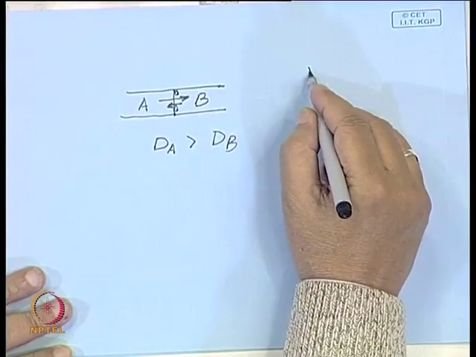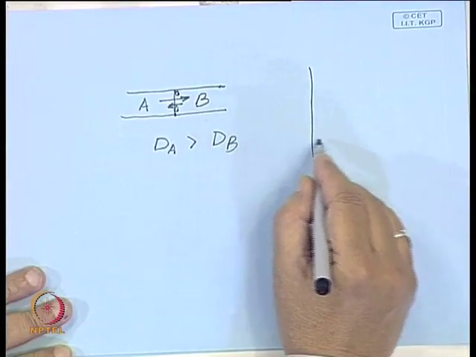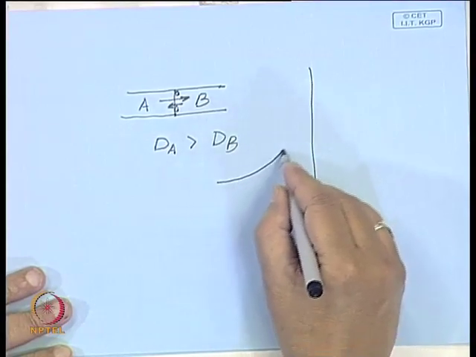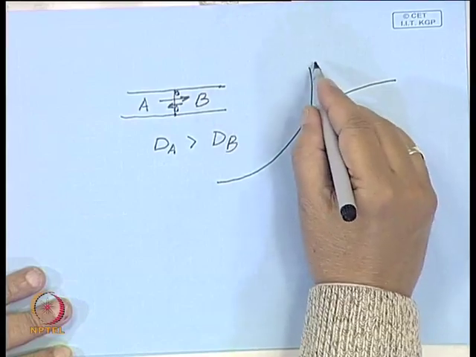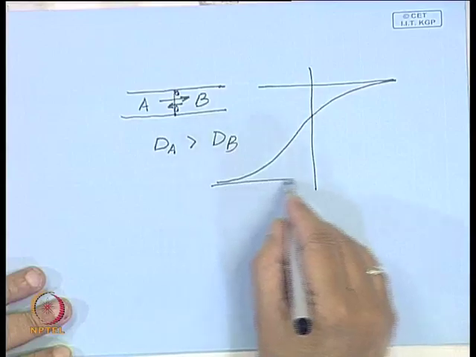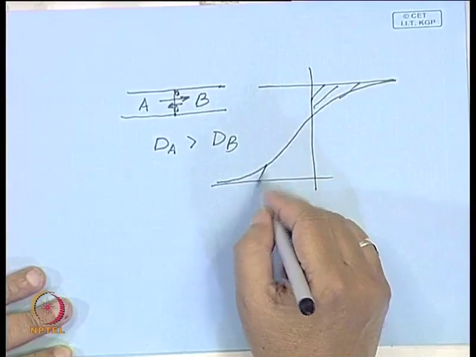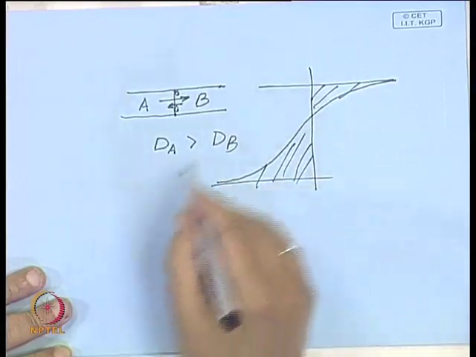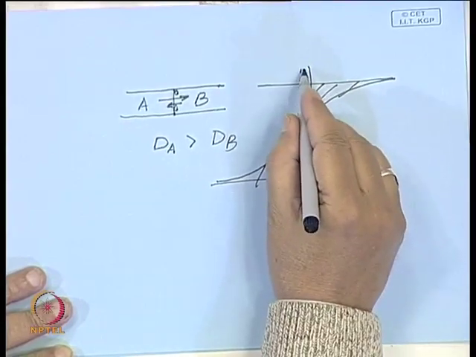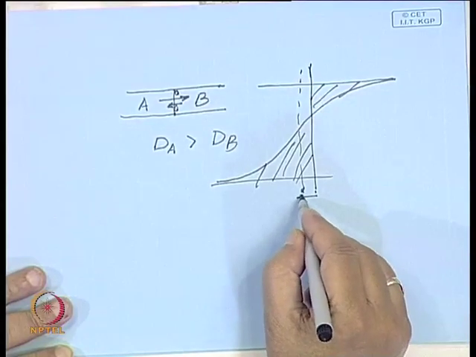So, what you see here in this case, if you draw the concentration profile, you will possibly get a profile like this, and let us say that this is the Matano interface. The Matano interface is the one where this area and this area are equal, and the marker position is this. So, there will be a gap between this Matano interface and the marker.